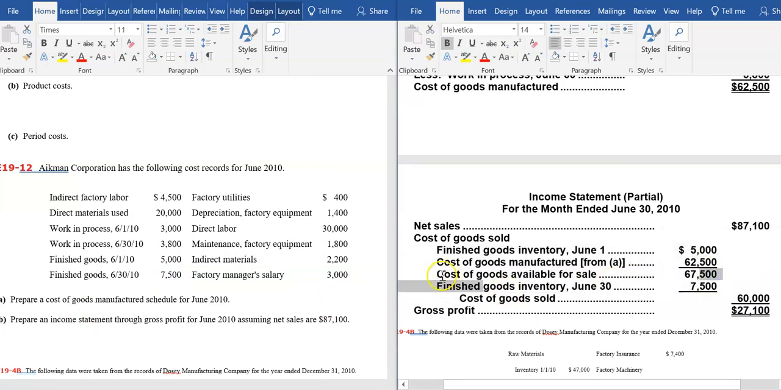Difference between total cost of goods available to be sold less the cost of goods not yet sold is going to be cost of goods sold, or the amount that had been sold and transferred out of finished goods. Net sales minus cost of goods sold calculates gross profit. Now the income statement would continue on normally to report all of these selling, general, and administrative expenses, but the problem didn't ask us to go beyond gross profit.